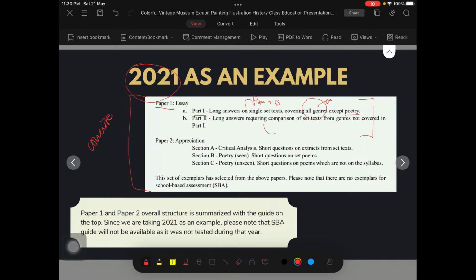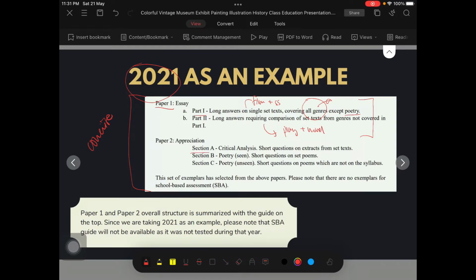In part 2, you have to make sure that you're covering the play and the novel. So in this way, you are going to cover all the genres. Now, in any case, if you are confused, again, feel free to hop on to my previous videos. So for paper 2, this is the appreciation paper.